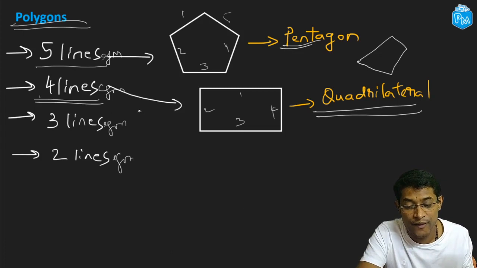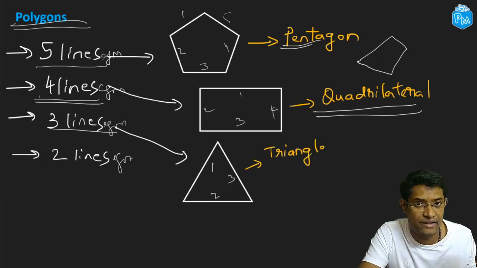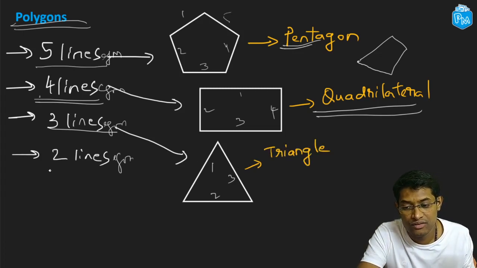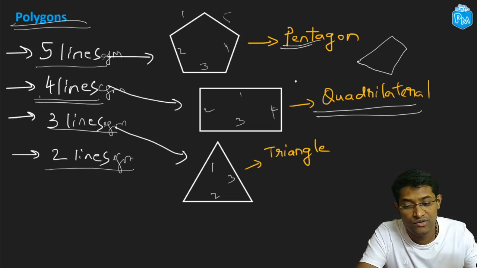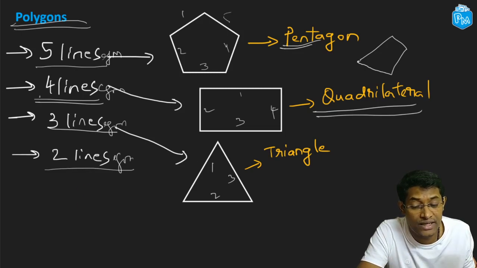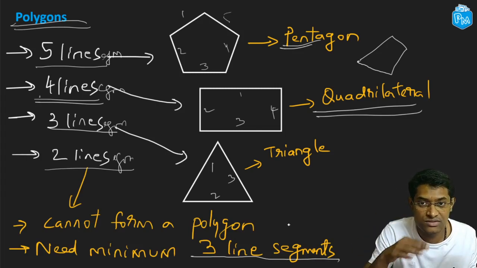All right, now let's form a polygon with 3 line segments. So that would look like this, right? I have 1, 2, and 3 line segments in this figure, and this is what we call a triangle. Okay, now try to pause this video and form a polygon with 2 line segments. All right, you'll have seen that you cannot do that, and that's because you need a minimum of 3 line segments to form a closed figure, right?